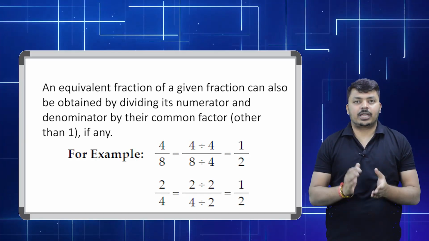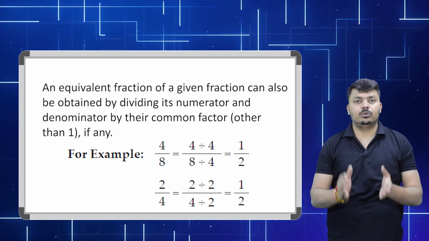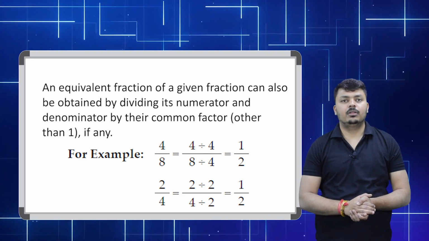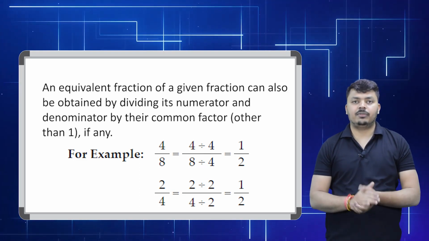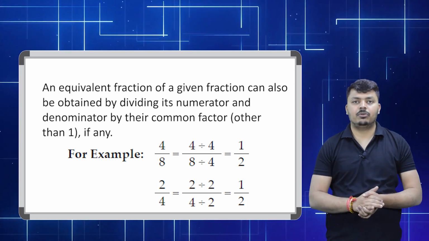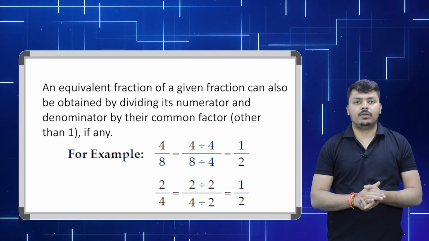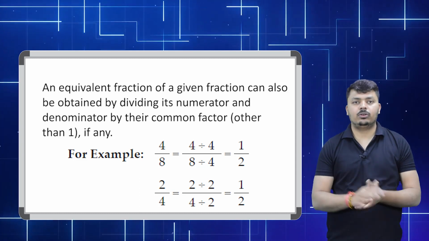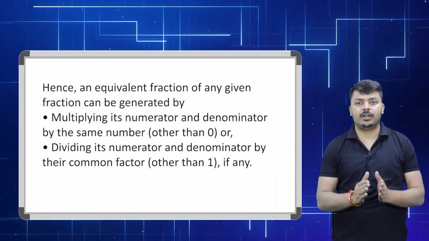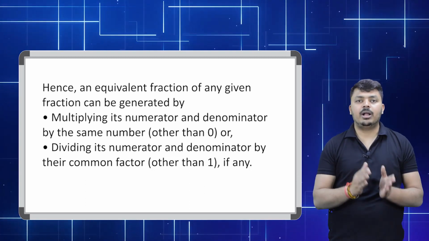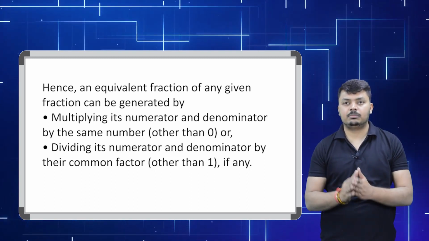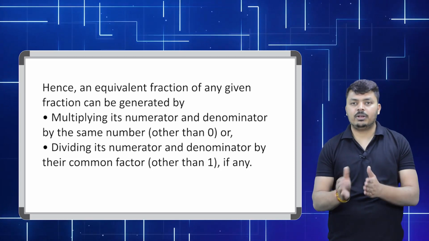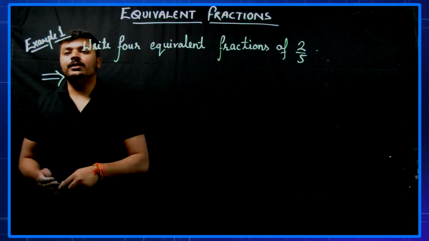An equivalent fraction of a given fraction can also be obtained by dividing its numerator and denominator by their common factor other than 1, if any. For example, 4 by 8 is equal to 4 divided by 4 upon 8 divided by 4 equals 1 by 2. 2 by 4 is equal to 2 divided by 2 upon 4 divided by 2 equals 1 by 2. Hence, an equivalent fraction of any given fraction can be generated by multiplying its numerator and denominator by the same number other than 0, or dividing its numerator and denominator by their common factor other than 1, if any.